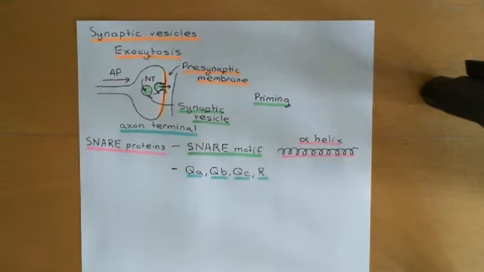Now, I've said that we're only going to have 3 SNARE proteins, but then 4 SNARE motifs, that doesn't seem to add up.